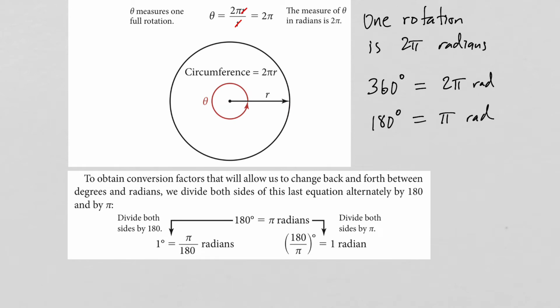So in order for us to get conversion factors, we're going to use the fact that 180 degrees is equivalent to pi radians. Now, what this also means is that 1 degree is equal to pi divided by 180 radians, and 1 radian is equal to 180 divided by pi degrees. But the most important thing is to just remember that we have an equivalency. 180 degrees is equal to pi radians. Let's do some examples.